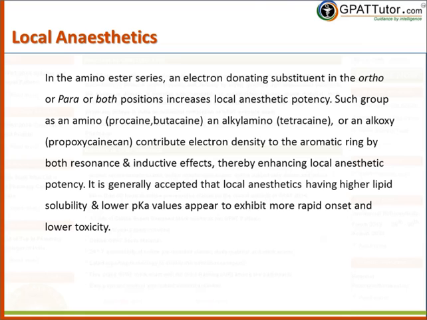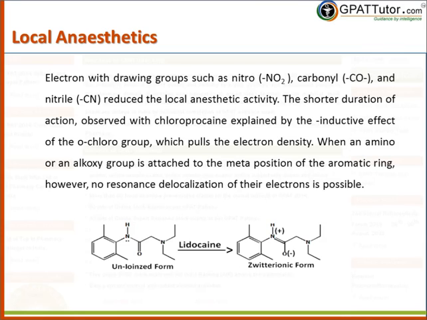It is generally accepted that local anesthetics having higher lipid solubility and low pKa values appear to have a more rapid onset of action, with minimum duration of action and low toxicity. Electron withdrawing groups have the opposite effect to what we have discussed: groups like nitro, carbonyl and cyano reduce the local anesthetic activity.